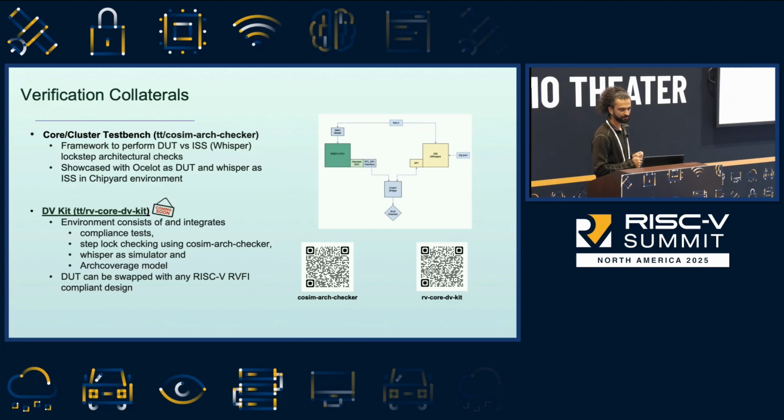Next, on the verification side, we have the Arch checker. It's the core cluster test bench that's available as open source. We use Whisper as the ISS, but it's also compatible with any other ISS as long as they support the APIs with the RVFI interface. We do have DVKit that we plan to open source as well. It includes the test bench, all the test generators, ISS, and a DUT that can be plugged in. We plan to use our Ocelot as the DUT, and it could be used with any RVFI-based RISC-V design.